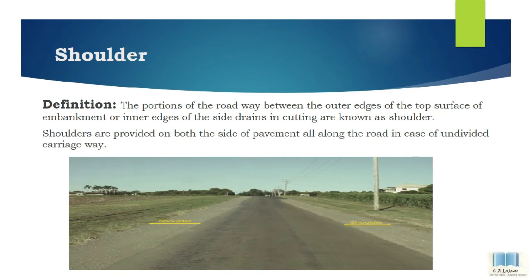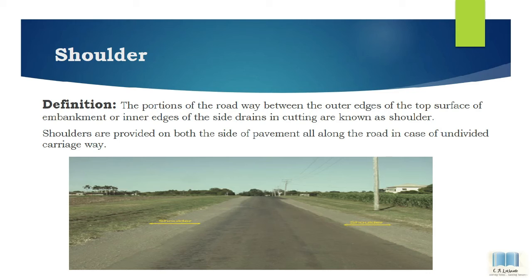Then the next point is shoulder. So what is shoulder? The portion of the roadway between the outer edge of the top surface of embankment or inner edge of the side drains in cutting are known as shoulder. Shoulders are provided on both sides of the pavement all along the road in case of undivided carriageway.